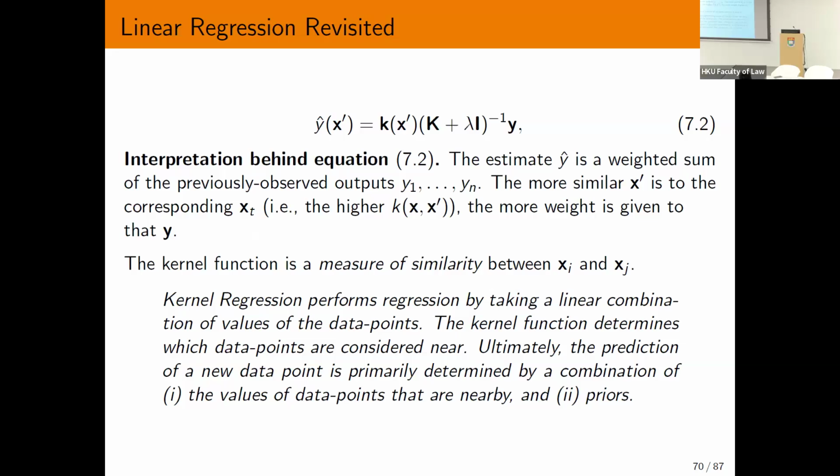of why the kernel made this prediction, which is that it performs regression by taking a linear combination of values of data points. So it sees the data points that are already available, sees what the values are, and combines them in some meaningful manner. How do you determine whether one point is closer to another or not? This is where the kernel function comes in. It determines which points are near and relevant to you for predicting the new data point over here.